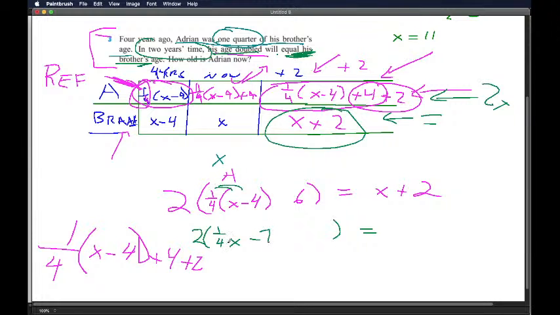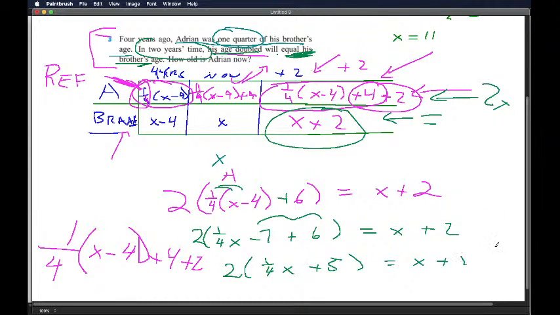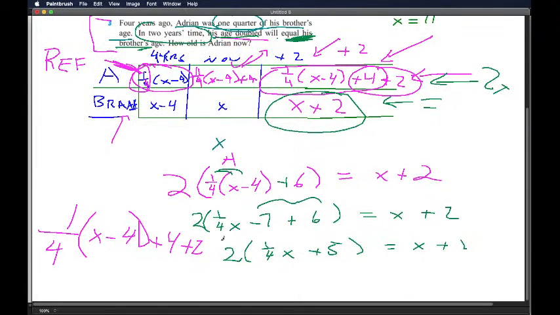if I FOIL this in, I get 1/4 x minus 1, and then we have this plus 6 here again, right? So we have that. Let's clean this up. -1 plus 6 is 5. So we have 2 times (1/4 x plus 5) is equal to x plus 2. All right. Let's FOIL this in now, right? So 2 times 1/4 is 1/2 x plus 10 is equal to x plus 2.